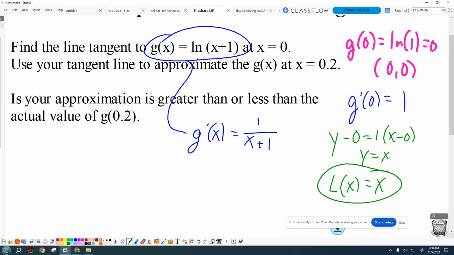Okay, so Alex, I now have this tangent line. It says, use your tangent line to approximate g of x at x is 0.2. So Alex, how do I do that? Look at this line. So what do I get? 0.2. So what this is saying is g of 0.2, which is asking you to find the natural log of 1.2, but that's going to be approximately the x that you plugged in, which is just 0.2.